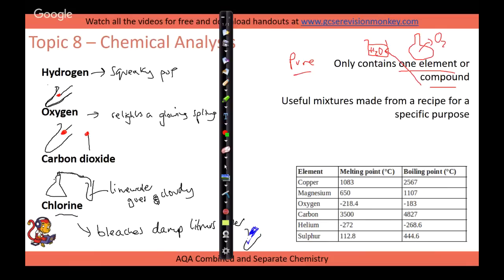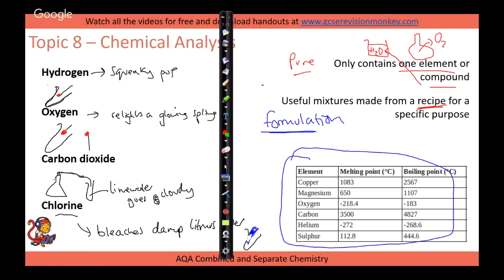However, if you didn't want pure substances, you might want a very particular recipe of different chemicals for a particular purpose, and that is called a formulation. It's got the word formula in it, so it'll have a particular formula or particular recipe depending on what you want. The difference between the two then are pure substances have a very particular melting and boiling point.